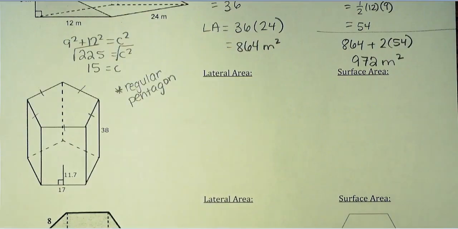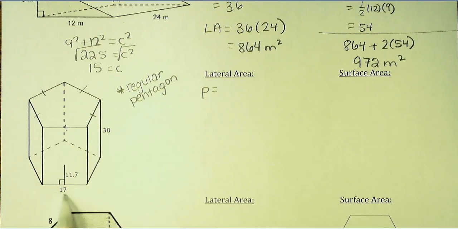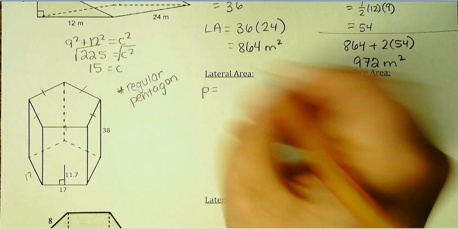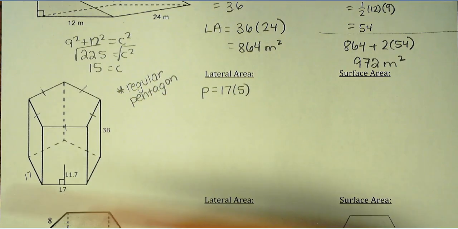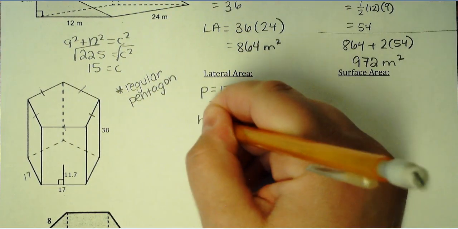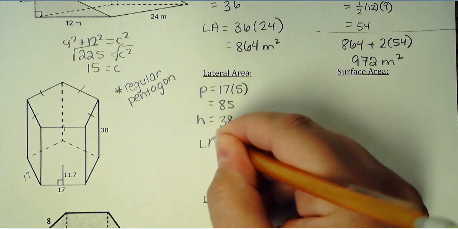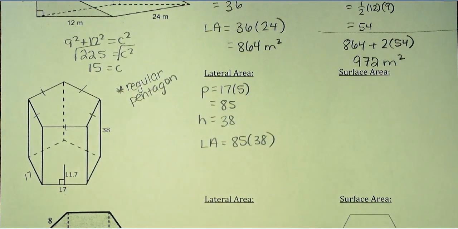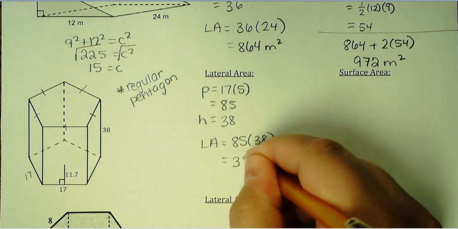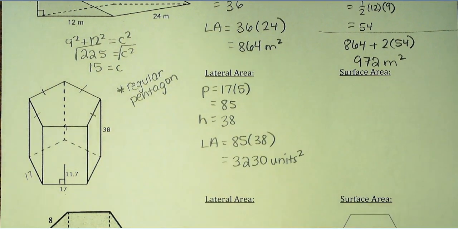So for my lateral area here, the perimeter of the base, each one of the sides here, if you look down at the bottom, I got a label. Each one of the sides is going to be 17. So the perimeter is just going to be 17 times 5, which is going to give you 85. And the height here is just going to be that distance running between the two bases, so that's the 38. So lateral area, 85 times 38, which is going to give us 3,230. And again, sorry, I don't have a label here, so we'll just have to call it units squared.